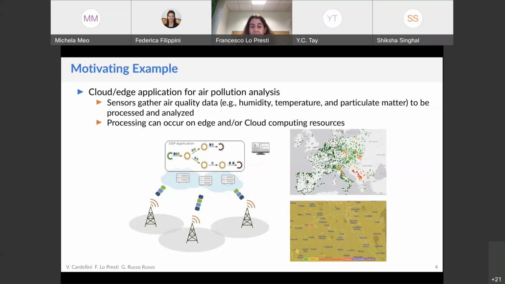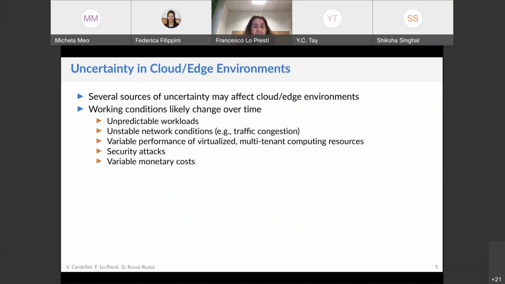So even if we consider this kind of application now, which is not so complex, we can have different sources of uncertainties in cloud and edge environments. In particular, a working condition can change over time because you can have spikes in the data arrival rates. So you can have a workload which is highly variable or even unpredictable.